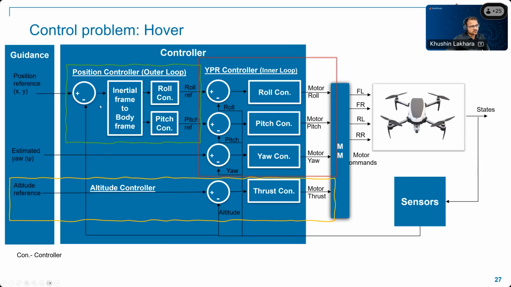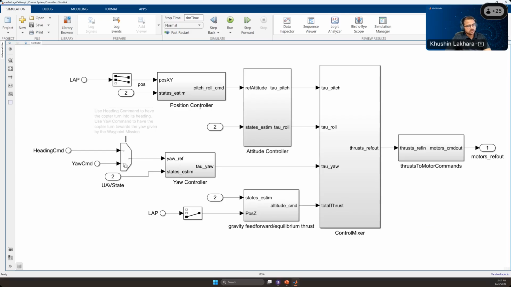Here we see three types of controller: position controller, yaw pitch roll controller, and altitude controller. You can notice here the position controller, which is the outer loop controller, and the attitude controller, which is nothing but your YPR or inner loop controller. And then we have this yaw controller, which is estimated yaw control. So all of these are making your flight controller.